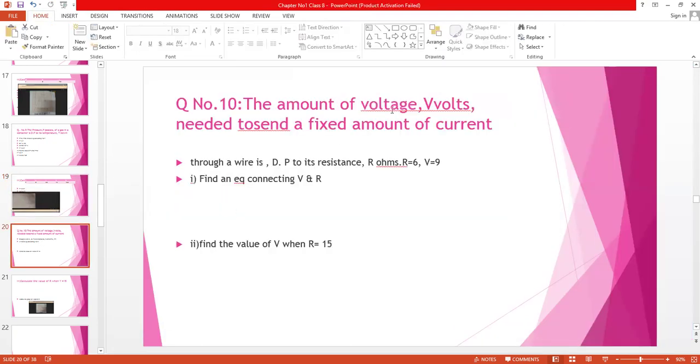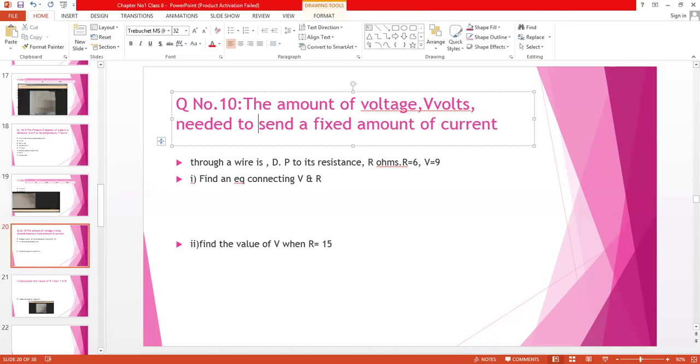According to it, the amount of voltage V volts needed to send a fixed amount of current through a wire is directly proportional to its resistance, and for resistance, the unit used is ohms. The value of R is equal to 6 and V is equal to 9. First we have to find an equation connecting V and R, then find the value of the missing variable, that is V.